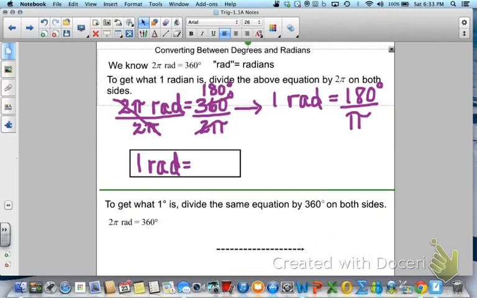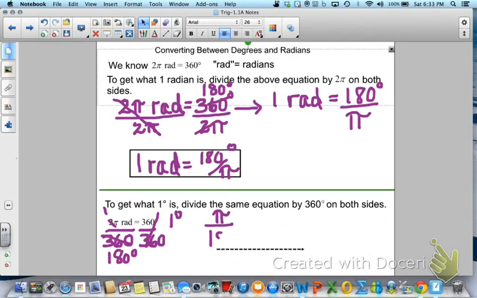That's our first conversion. Our second conversion is to figure out, well, if we know what 1 radian is, what's 1 degree? So we're going to take that same equation above, the 2 pi radians equals 360 degrees, and divide both sides by 360 to see what 1 degree is equivalent to in radians. The 2 and the 360 still reduce to 1 and 180, so I'm left with pi over 180 radians equals 1 degree. So that's my second conversion we're going to use.